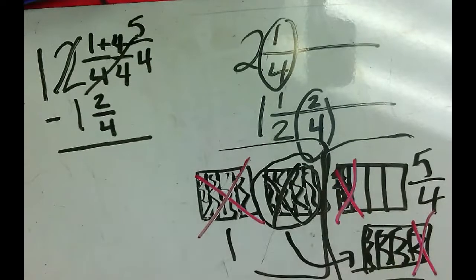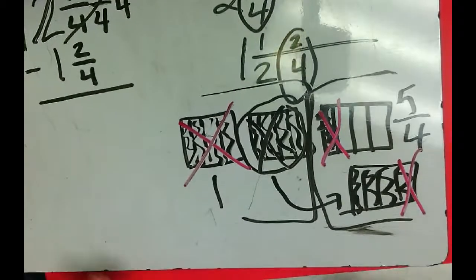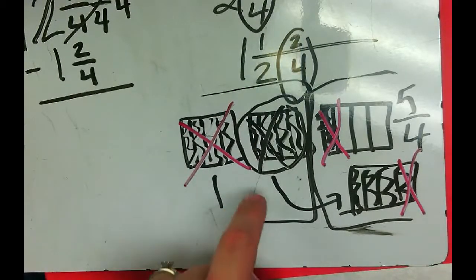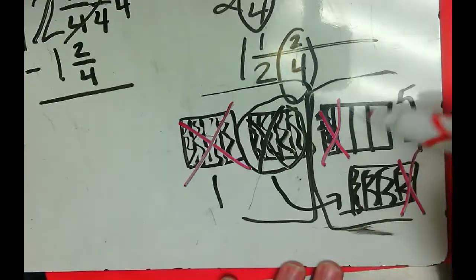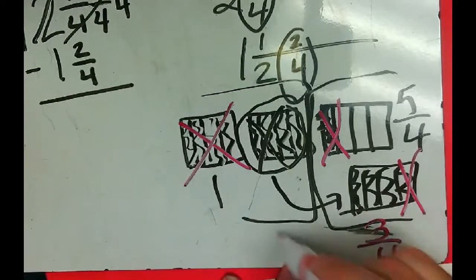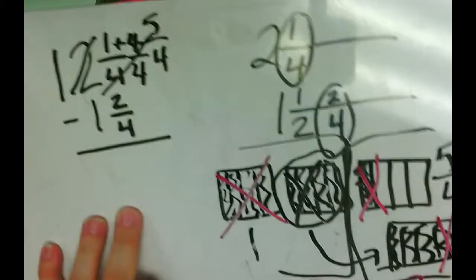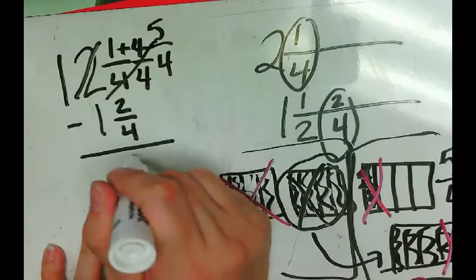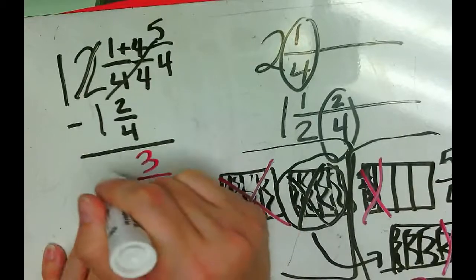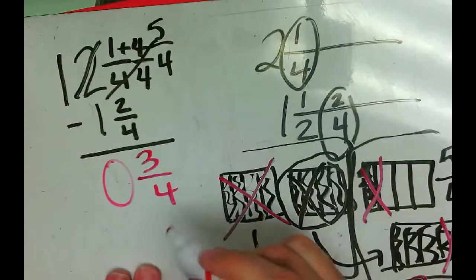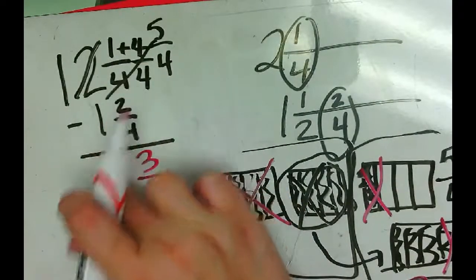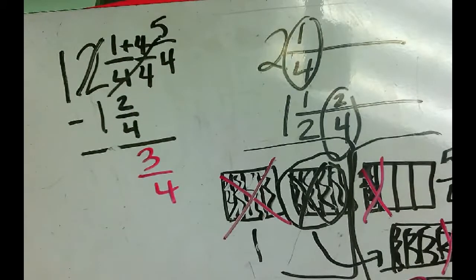So what am I left with? How much are in the wholes? Okay, so I have 3/4 here, and I have 0 wholes right here once I took that away. So right here, 5/4 minus 2/4 is 3/4. 1 minus 1 is 0. So my answer is just 3/4. I don't really need that, right? You can simplify it with a fraction. All right. We're going to erase.